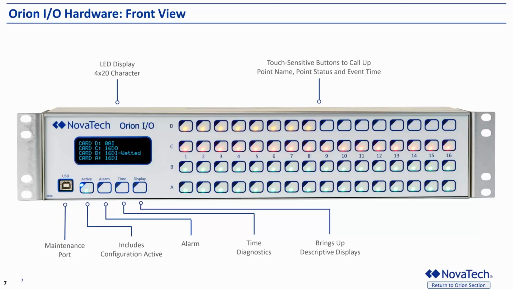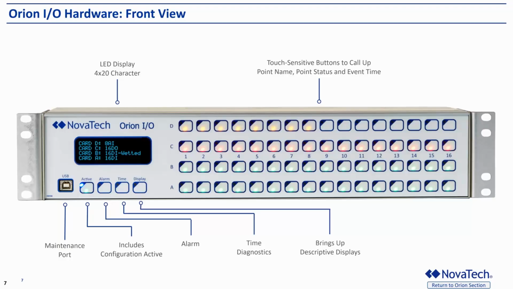The rest of the front display contains touch-sensitive buttons with LED indications. So if you look at the buttons below the LED display, there are buttons you can touch that can indicate if a configuration file is active on the unit, or if there's an alarm on the Orion I/O. If you touch the time button, the LED display will indicate if the Orion I/O has a quality IRIG-B source and what the current time and date are.